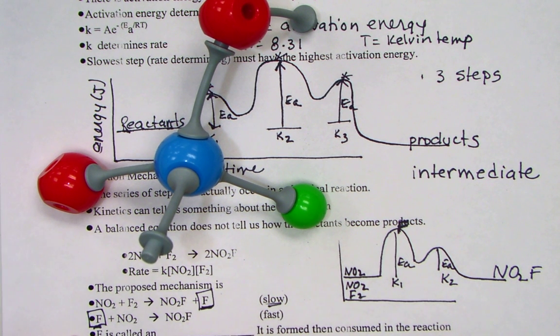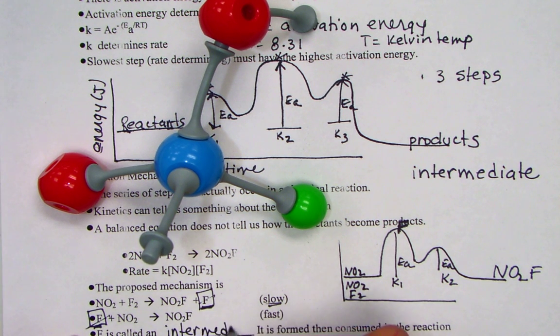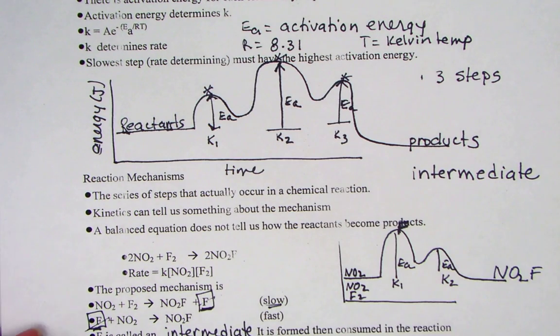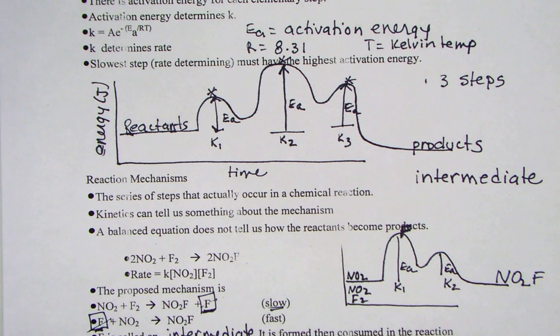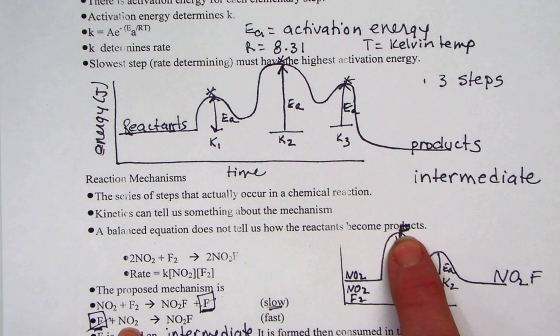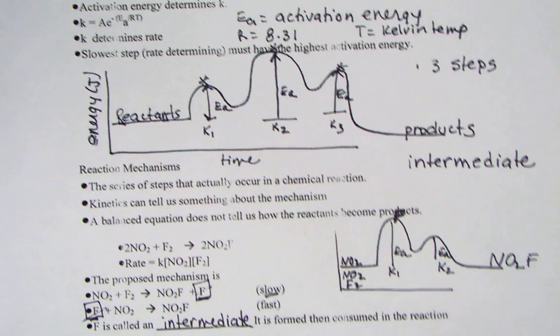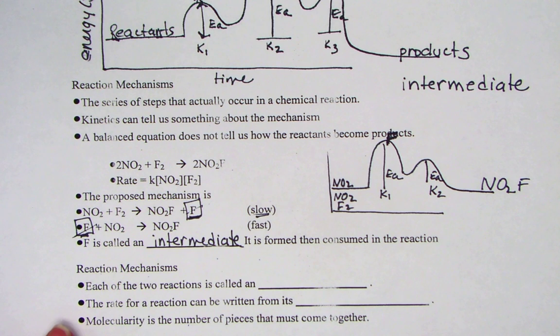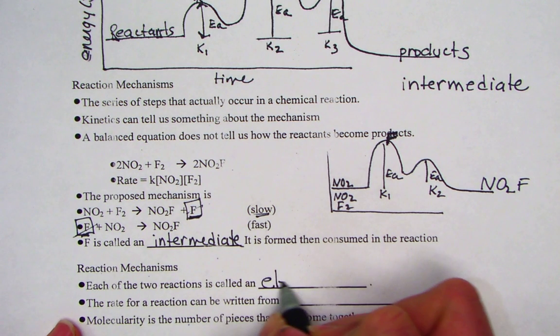Something that's made and then used up in the next step doesn't appear in the overall equation because they cancel. The right side would simplify with the left. F is called an intermediate. It is formed, then consumed in the reaction. Our intermediate that was produced was a fluorine atom as a result of our first collision. And that first collision produced a molecule of our product, but left us with a fluorine atom that then went on to hit with the second molecule of NO2. Each of these two steps is called an elementary step.